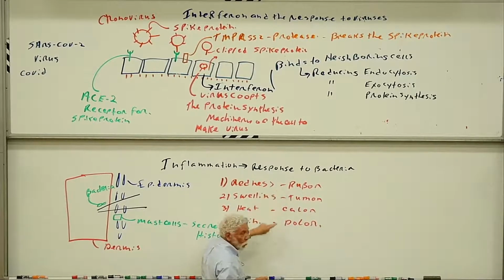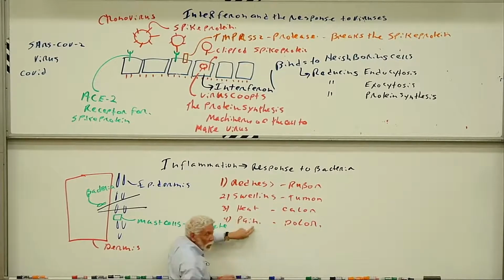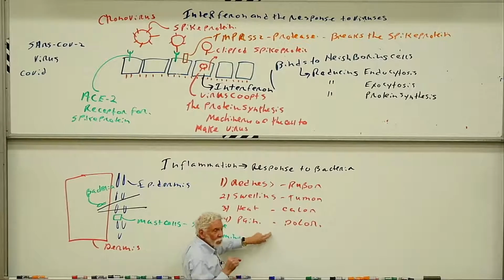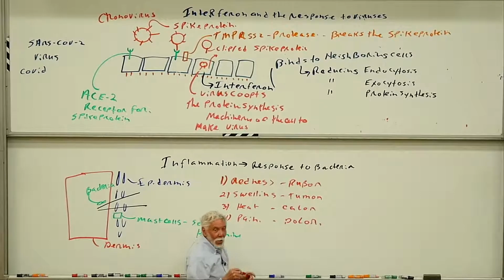Rubor, tumor, calor, dolor. And the story is, you go through these signs of rubor, tumor, calor, dolor, and then you reach the point where you say, I'm never going to get better. This is miserable. It's going to be like this forever, and that's called Eeyore. That's a joke. And with that, I'll let you go.